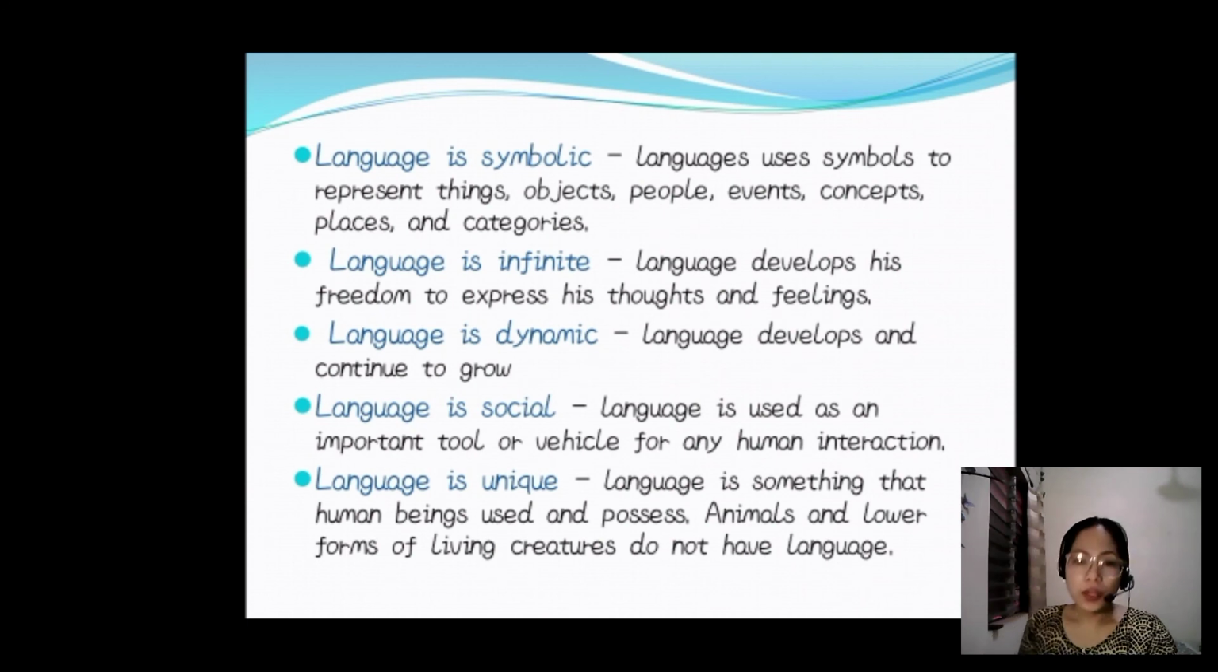Next is language is unique. Language is something that human beings use and possess. Animals and lower forms of living creatures do not have language. For example, in a circle of friends, my best friend and I have a unique language that we understand, that the rest of the circle of friends do not understand. So that is why language is unique, right?